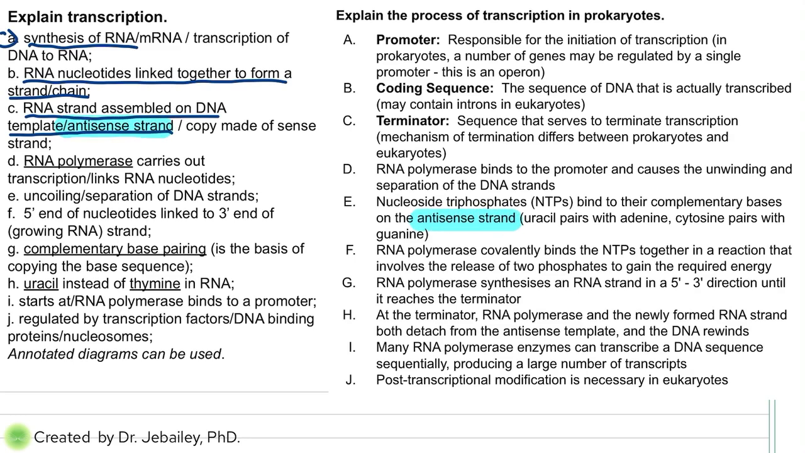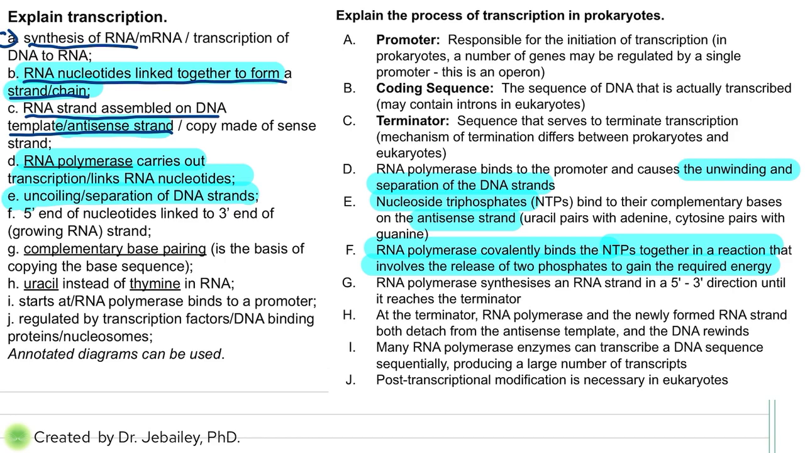Now, look at this. It says the RNA polymerase covalently binds the NTPs, which are basically the nucleoside triphosphates, the free nucleotides, together in the reaction that involves the release of two phosphates to gain energy, right? So this is also kind of talking about how the RNA nucleotides are linked together to form RNA. Now, what else? RNA polymerase carries out all the transcription and links the nucleotides. That also falls with this. Now we have the uncoiling and separation of DNA strands. Do we have it anywhere here? Yes, we do. Unwinding and separation of these strands goes with the uncoiling.